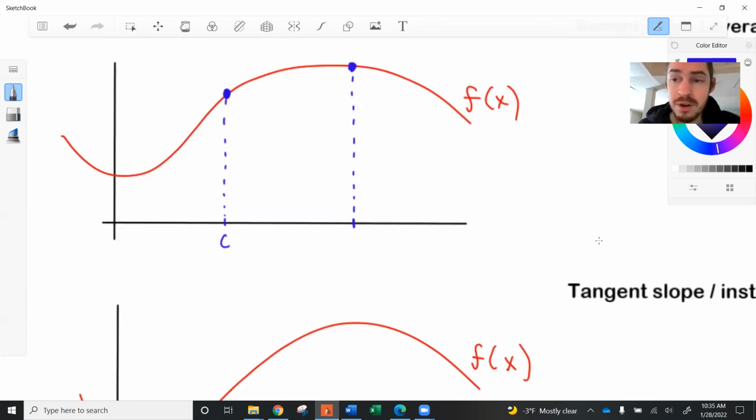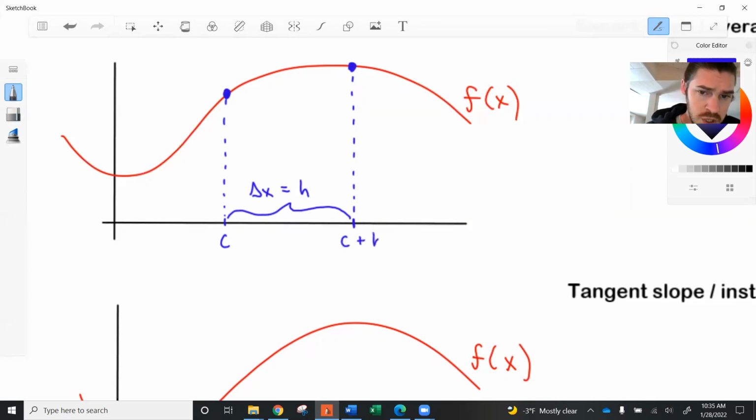Now, the way I want to set this up, I'm going to talk about the distance between these 2 points. We're going to call that either delta x or h. Same thing. Some textbooks use delta x, others use h. H is a little easier to write and say. So most of the time, I'm going to be using h. That would make this point here c plus h. H can be a negative number, so the c plus h can be to the left of c. That's possible, but I've drawn it to the right.